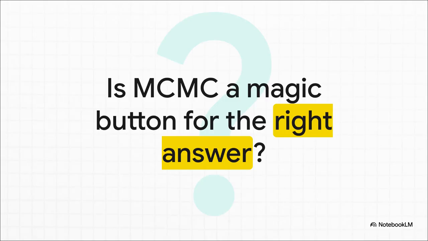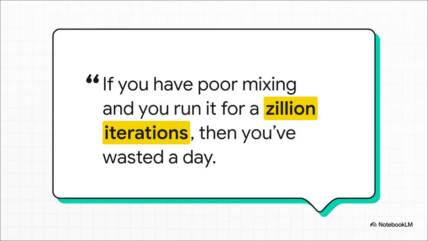So, does all this mean MCMC is some kind of magic button? You just press it and get the right answer to any problem you can think of? Well, no, not quite. It turns out there's a real art to using these methods correctly. Yeah, as the great statistician Andrew Gelman puts it, just running the algorithm for a super long time isn't a fix for a bad setup. If your sampler isn't working right, you could run it for a zillion iterations, as he says, and all you'll get is garbage. You've just wasted a whole day of computing time for nothing.